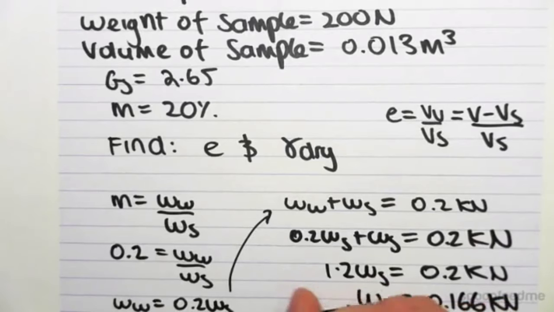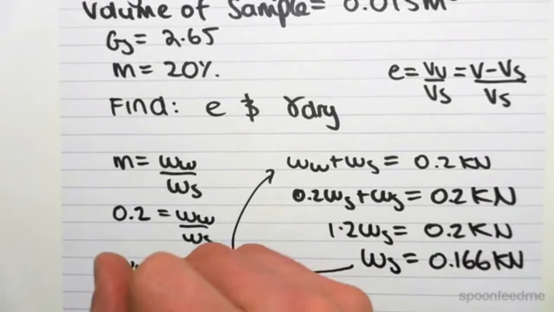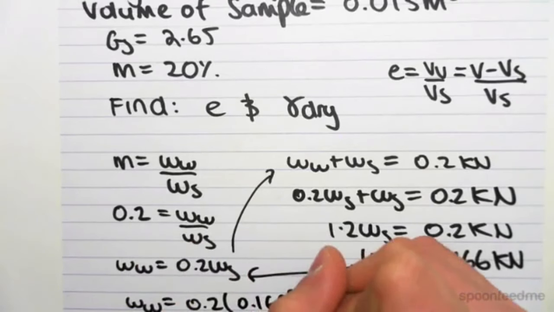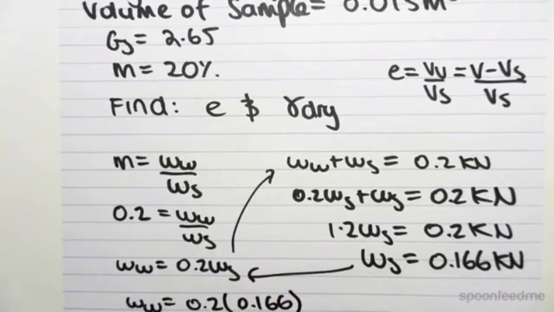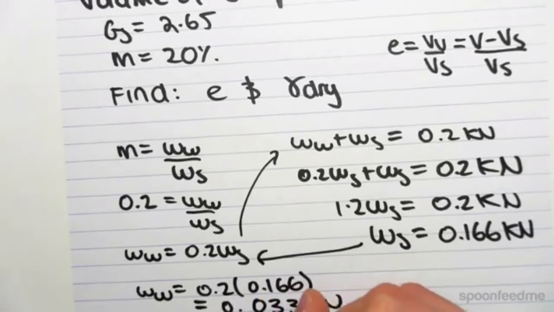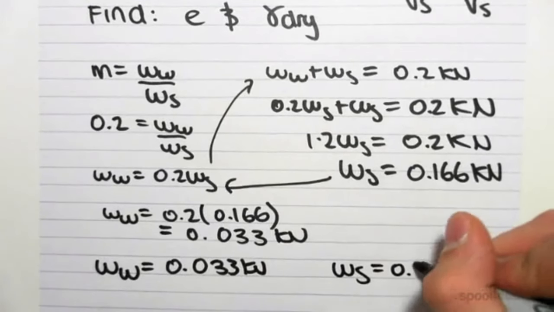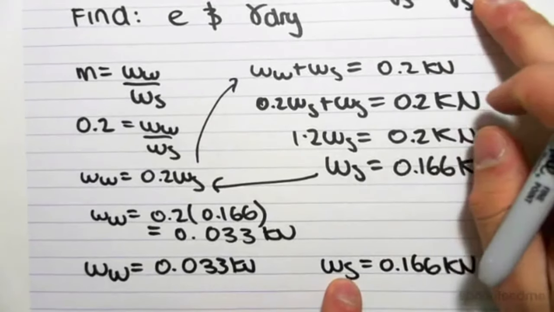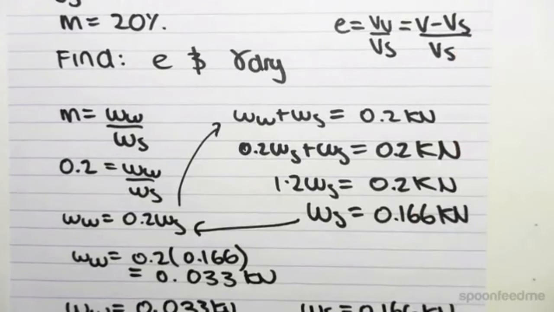We can then sub that into this formula here, which means we get the weight of water equals 0.2 times the weight of solids, which is 0.166, so 0.033 kilonewtons. Just to give a quick summary, the weight of the water is 0.033 kilonewtons, and the weight of the solids is 0.166 kilonewtons. The important thing we need is the volume of the solids. Then we're going to be able to find the void ratio.